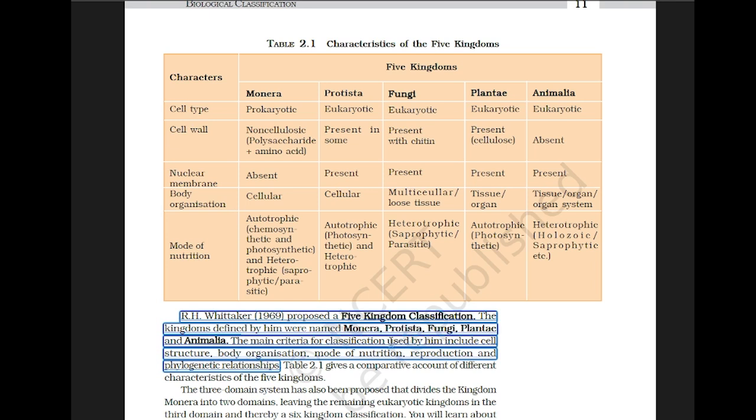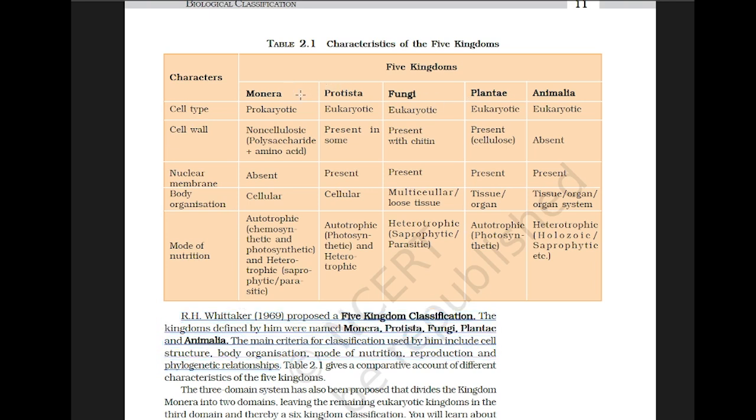These are the 5-kingdom classification characters. So the 5 kingdoms are kingdom Monera, kingdom Protista, kingdom Fungi, kingdom Plantae and kingdom Animalia. And we should know the criteria used by Whittaker for the 5-kingdom classification. Those are cell structure, thallus organization, mode of nutrition, reproduction and phylogenetic relationship. And he classified the organisms into 5 kingdoms.